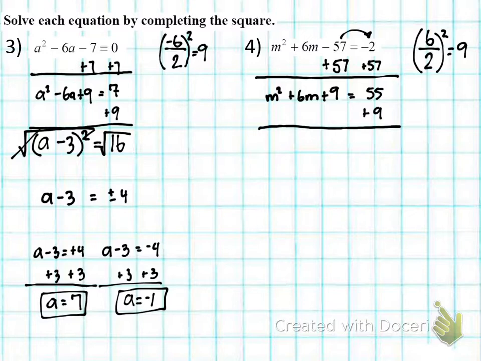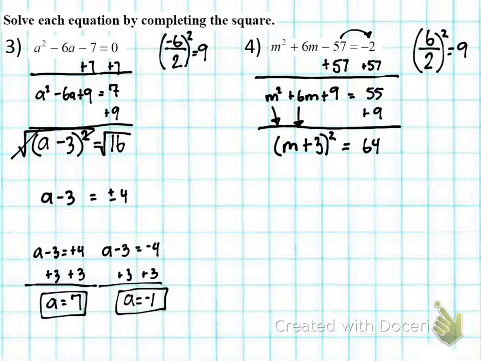Okay? What's the left side turn into now? What's the square root of m squared? M. Right. What's half of 6? 3. Positive or negative 3? Positive. Positive 3. Do you see how this is different from number 3? Look at number 3. We had negative 6. Now we have a positive 6, right? Okay, what's 55 plus 9? 64.